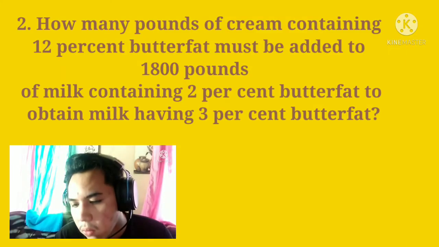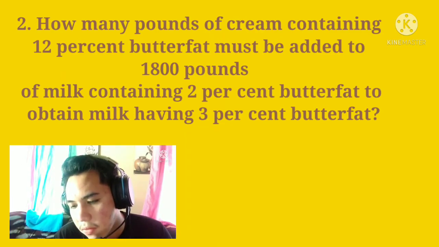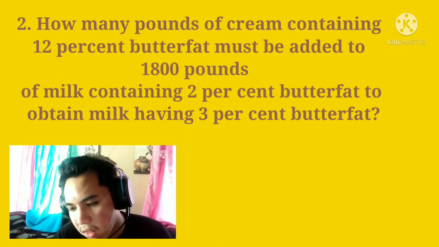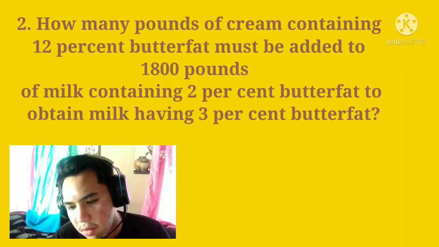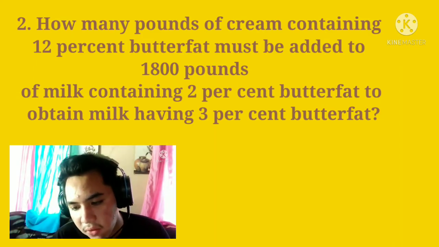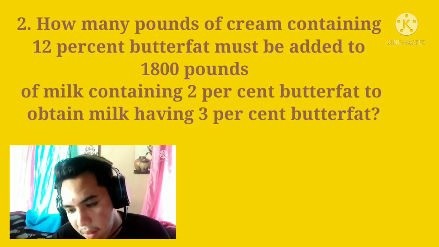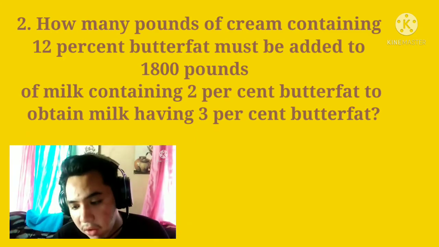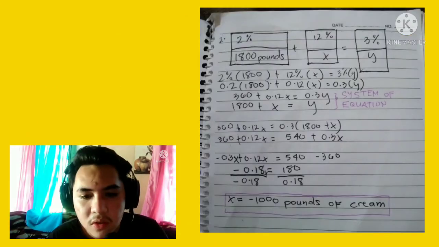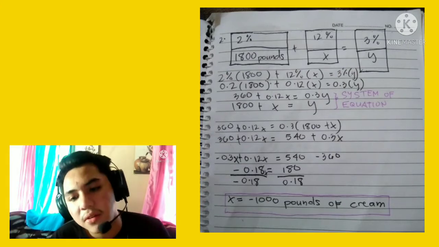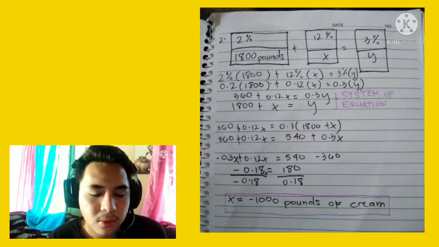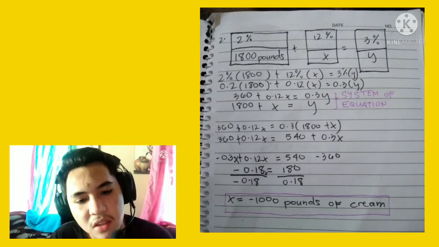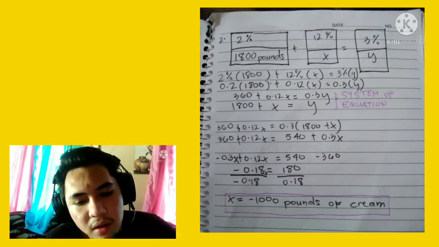For number 2, we have here: how many pounds of cream containing 12% butterfat must be added to 1,800 pounds of milk containing 2% butterfat to obtain milk having 3% butterfat? So to solve, we're going to write it again in this way. We write our percentage and our amount.